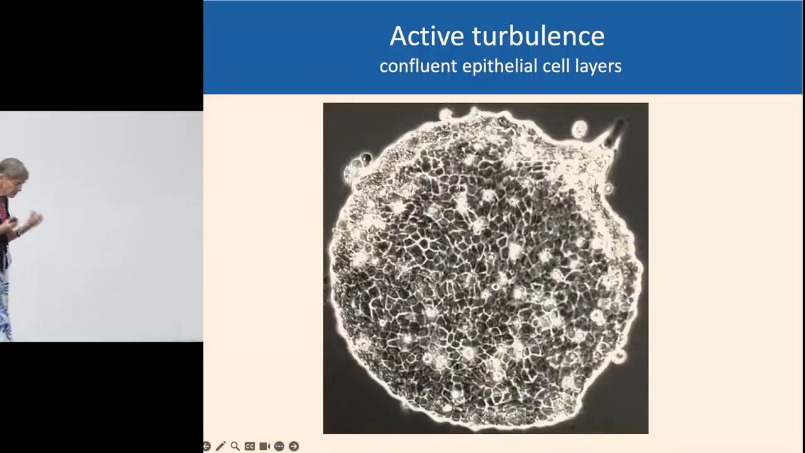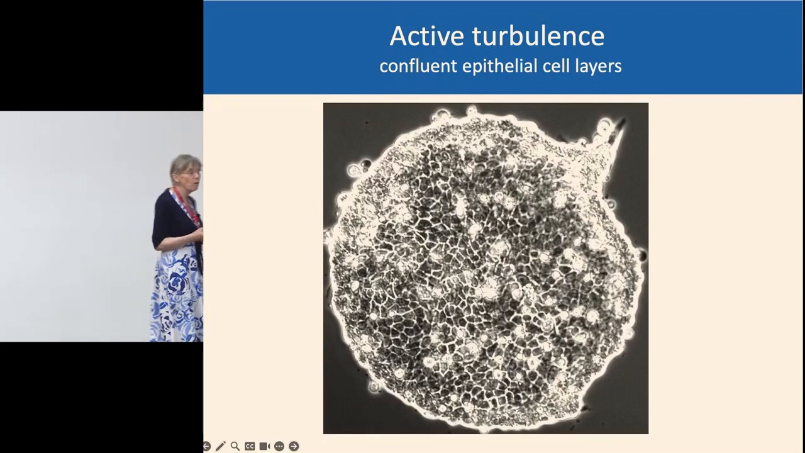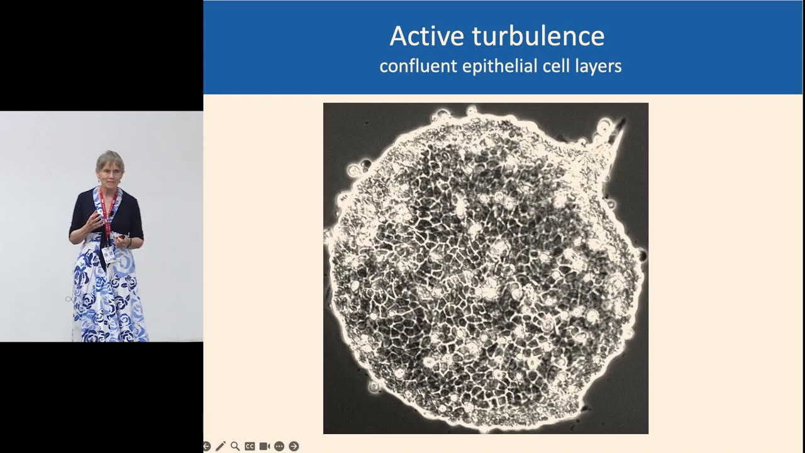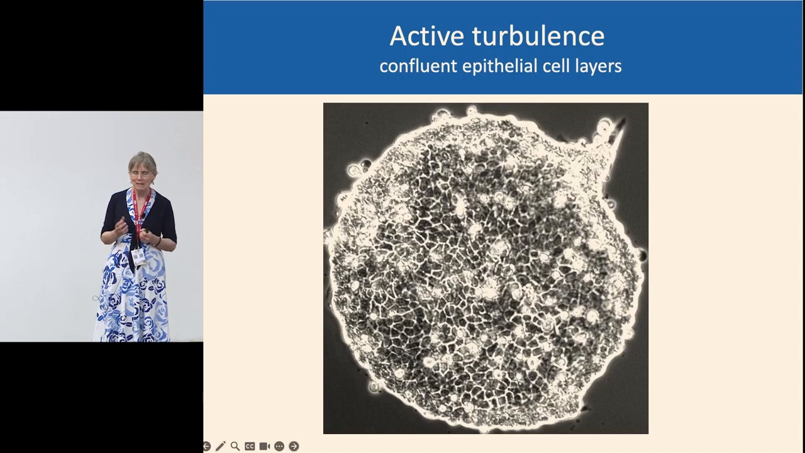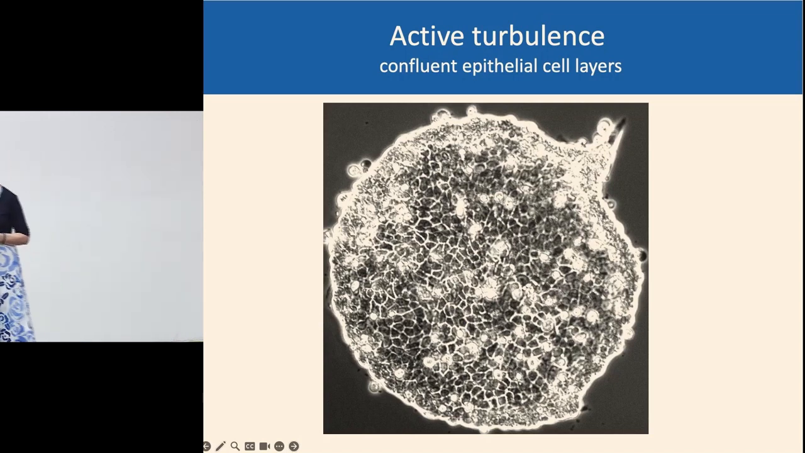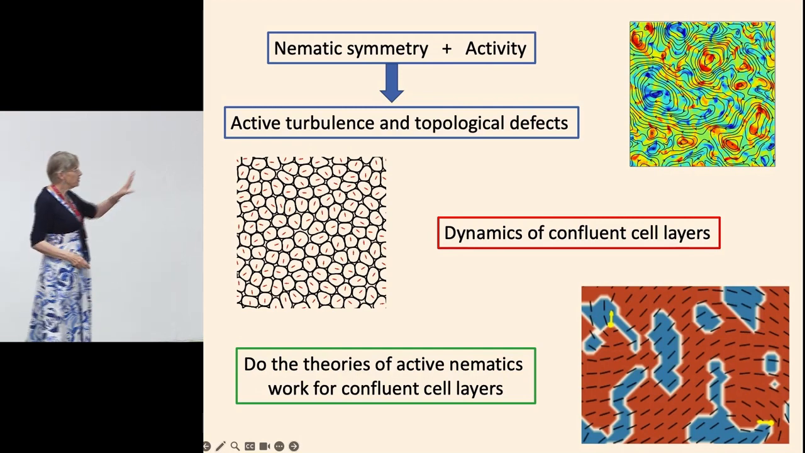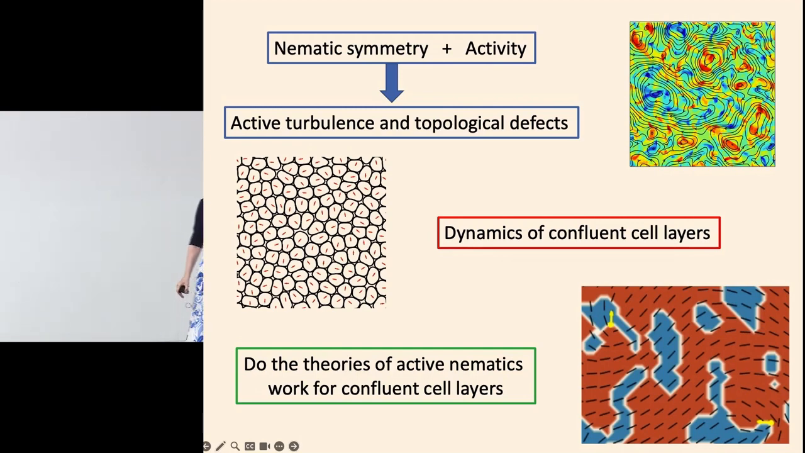So what's going on? Can we describe this in terms of a theory which applies to all these different systems? Because being a theoretical physicist, all this detail that you engineers like to look at is too hard for us. So what I'm going to do is first of all talk about the active turbulence and tell you how nematic symmetry combined with activity can end up giving you active turbulence. So this is sort of doing the physics of what's going on in these systems. And then I'll explain how active systems are something to do with what's going on in confluent cell layers.